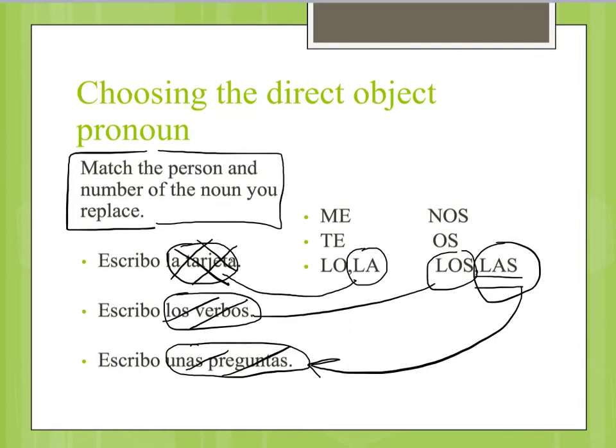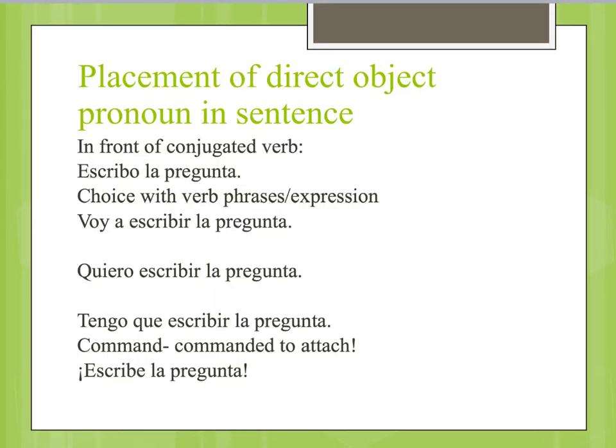So the agreement is with whatever you had originally as your noun. The placement of the direct object pronoun into the sentence. Basically, there are three situations, three possible things that can happen in your sentence. You could be working with a simple verb. You could be working with a more complicated verb phrase or verb expression. Or possibly in your sentence, you could be working with a command form. Those are the three possibilities. There really isn't anything else. So what would that look like?